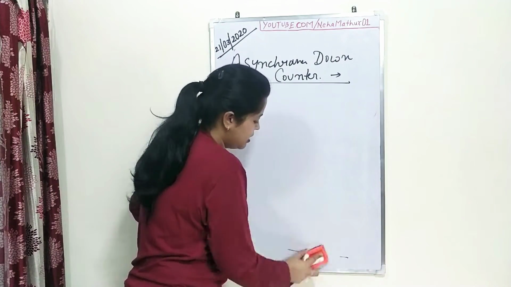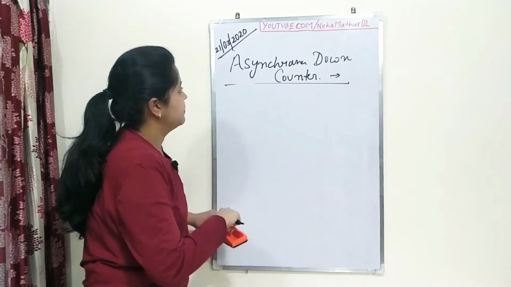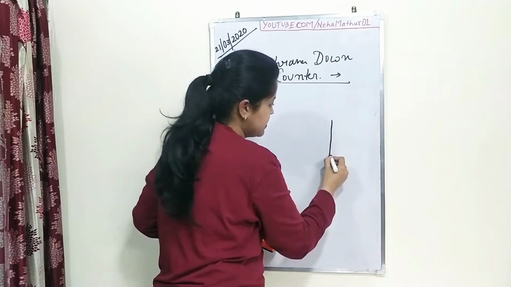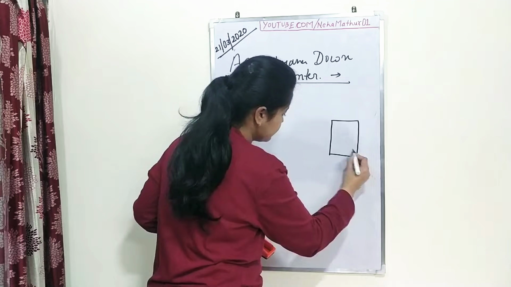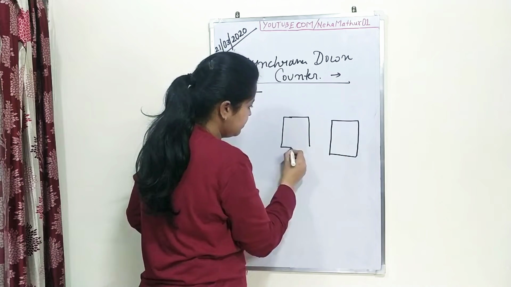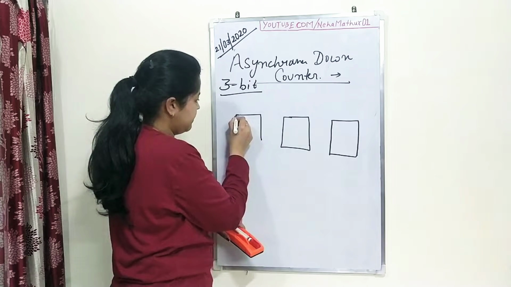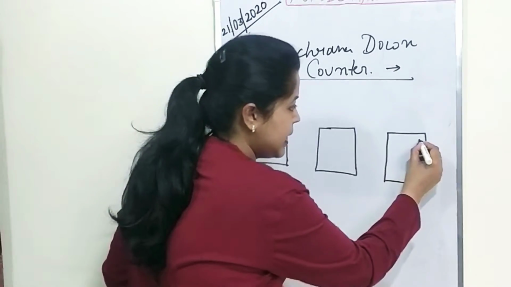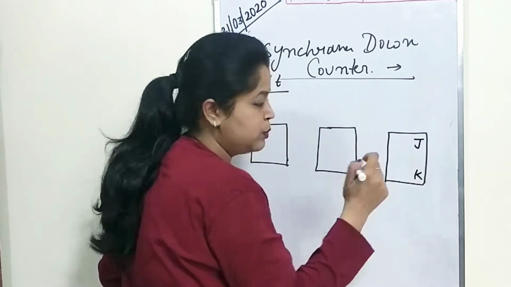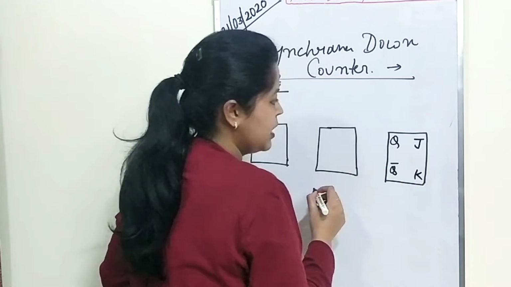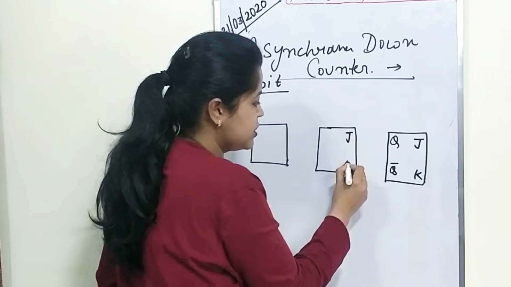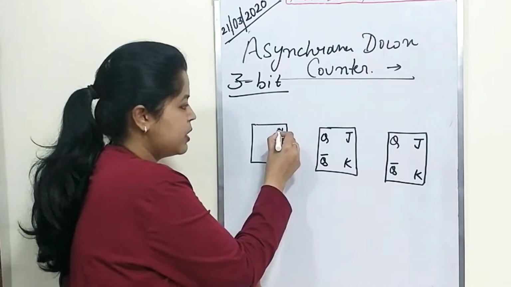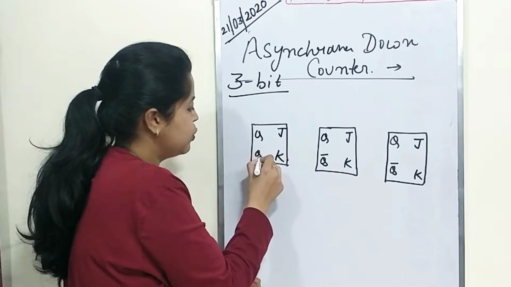The designing will start with the number of flip-flops. Since this is 3-bit, we will take 3 flip-flops: flip-flop 1, flip-flop 2 and flip-flop 3. The JK flip-flop has 2 inputs represented by J, K, and 2 outputs Q and Q bar. Similarly for this flip-flop, 2 inputs J, K, outputs Q and Q bar. Similarly for the third flip-flop, inputs are J, K and outputs are Q and Q bar.